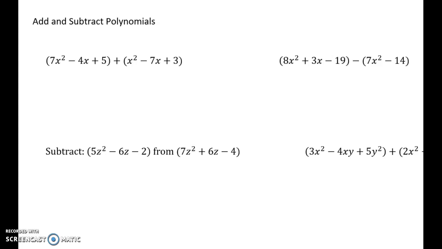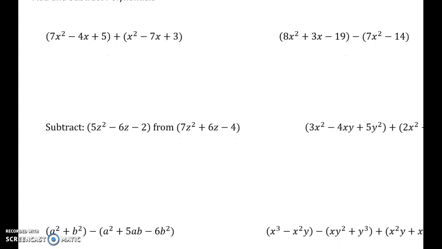So we have some more polynomials to add and subtract. They put the parentheses to indicate the polynomials. So in this case, you could drop the parentheses. They're not necessary in this case because it's addition. So we're just adding these terms. You can stack them if you want to do it that way. That works too. But we're looking for like terms.